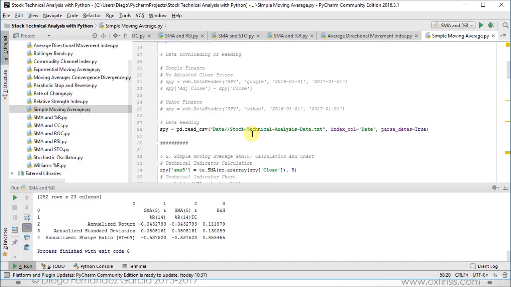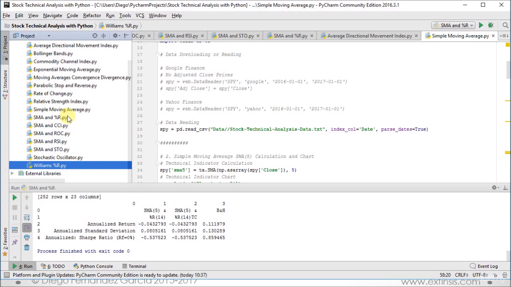So with similar structure to our previous section, first we'll study single indicator based trading strategies. For this, we'll begin with lagging indicators: simple moving average, exponential moving average, Bollinger Bands, and parabolic stop and reverse. Then with leading indicators: average directional movement index, commodity channel index, moving averages convergence divergence, rate of change, relative strength index, stochastic oscillator, and Williams percentage R.